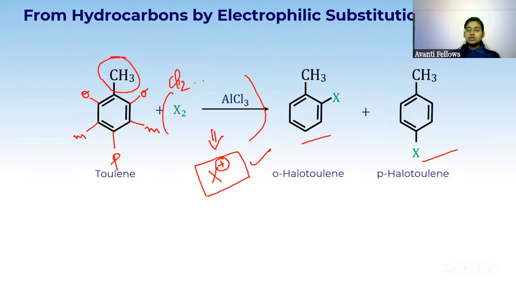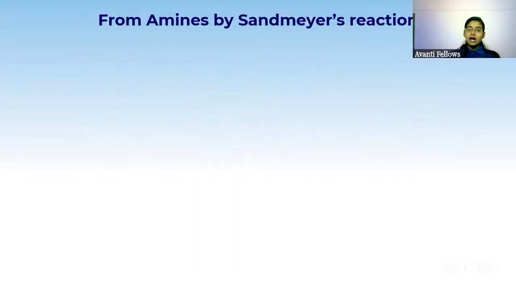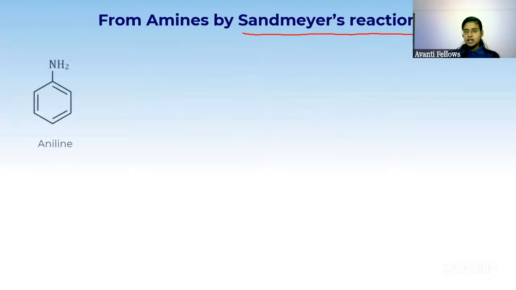Now, secondly, we can prepare the haloarene from amines also. This reaction is called the Sandmeyer reaction. Let me take an aromatic amine. The very simple example of an aromatic amine is aniline. The formula for aniline is C6H5NH2. The phenyl ring attached to the NH2 is called an amine. So this is aniline. First of all, we actually have two steps here in the Sandmeyer reaction.